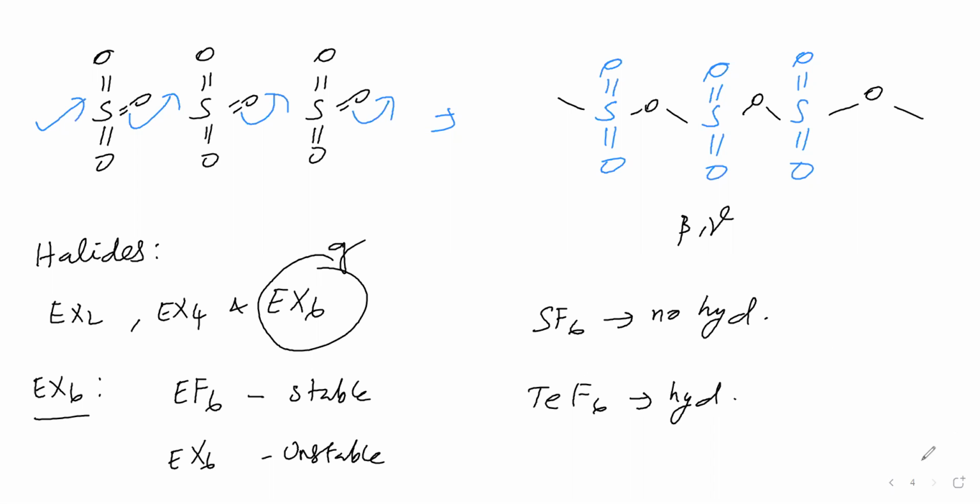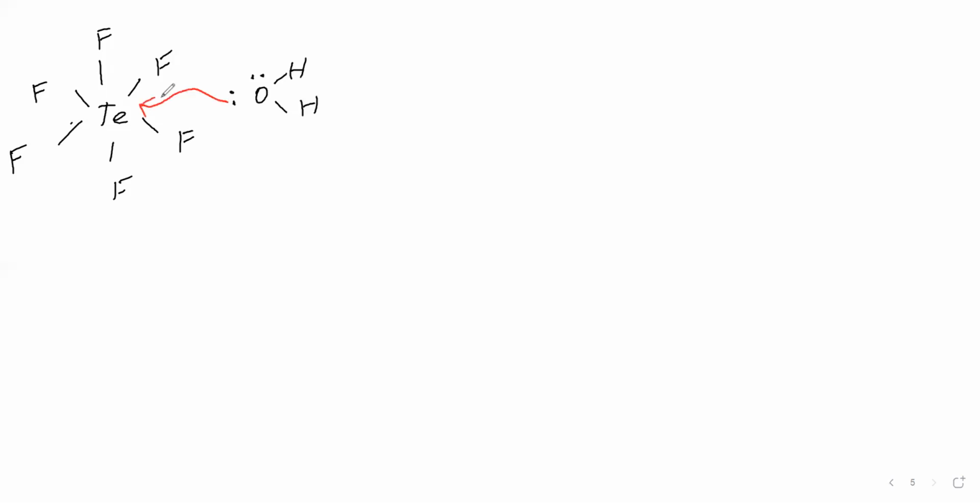First we will see what hydrolysis means. Suppose TeF6 is undergoing hydrolysis. How that hydrolysis happens, we will see. Here TeF6 has an octahedral structure. Now a water molecule is coming. The water molecule has a lone pair. Therefore, this oxygen is donating its lone pair to this tellurium. So what we get is like this.